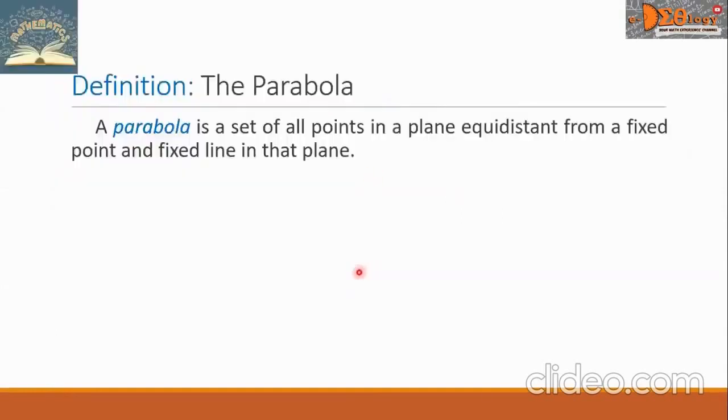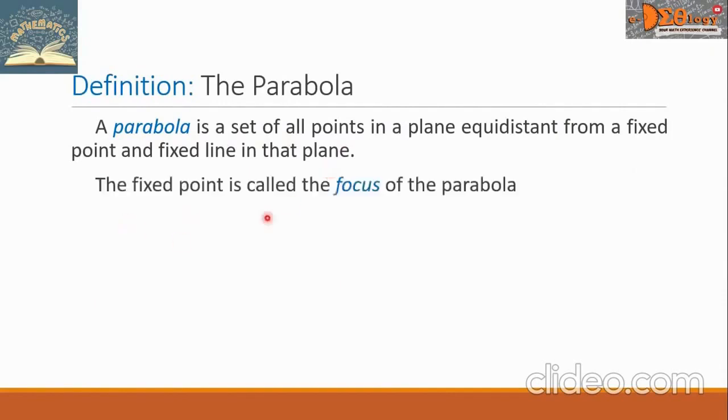First, let us define parabola. A parabola is a set of all points in a plane equidistant from a fixed point and fixed line in that plane. The fixed point is called the focus of the parabola, and the fixed line is called the directrix.